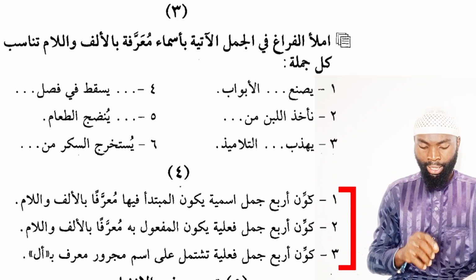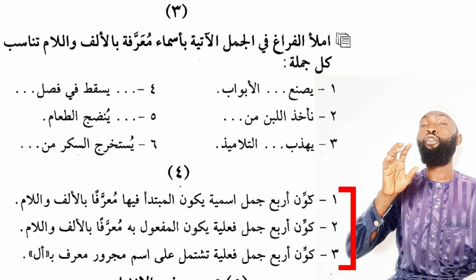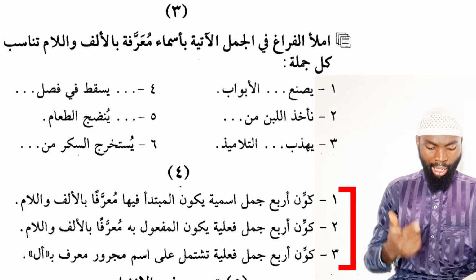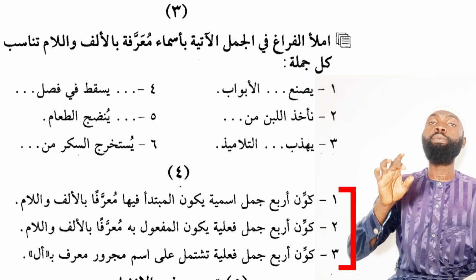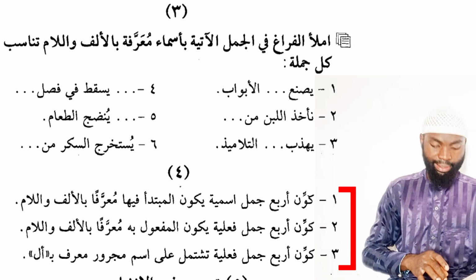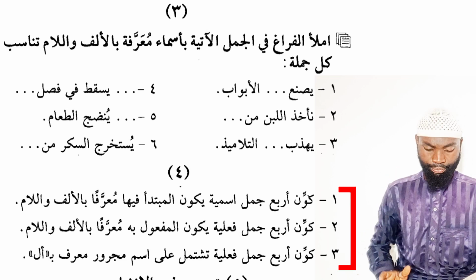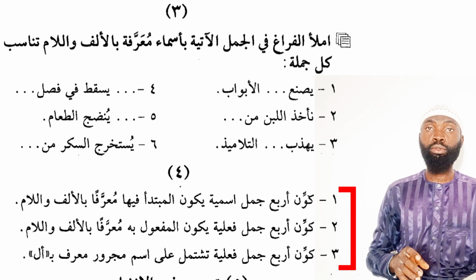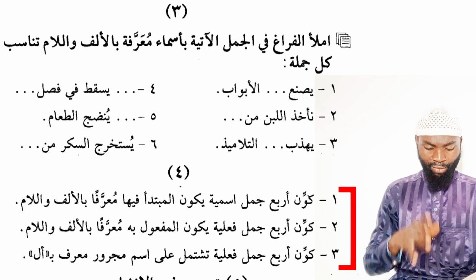Number 2, we have kawin arba'a jumalin fi'liyatin. You are also to form 4 verbal sentences. Al-maf'ulu bihi mu'arrafan bil alif wal lam. The object of the sentence in these 4 sentences should have alif and lam as the definite article. So here we can simply say daraba ustadun al-walada. You can solve the remaining.